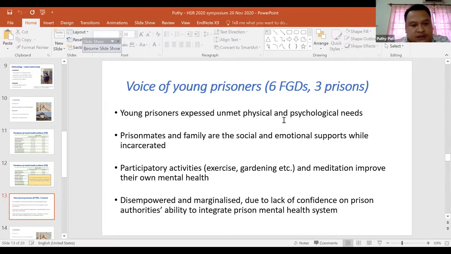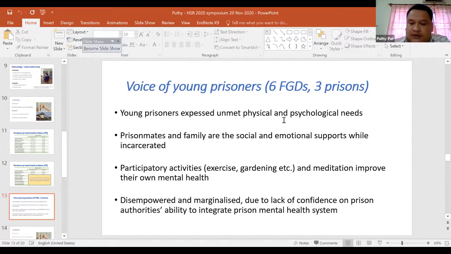And the second one: prison mates and family are the social and emotional support while incarcerated. So they expressed that their friends in the prison and their relatives who are living outside the prison are the main source of support, both social and emotional.